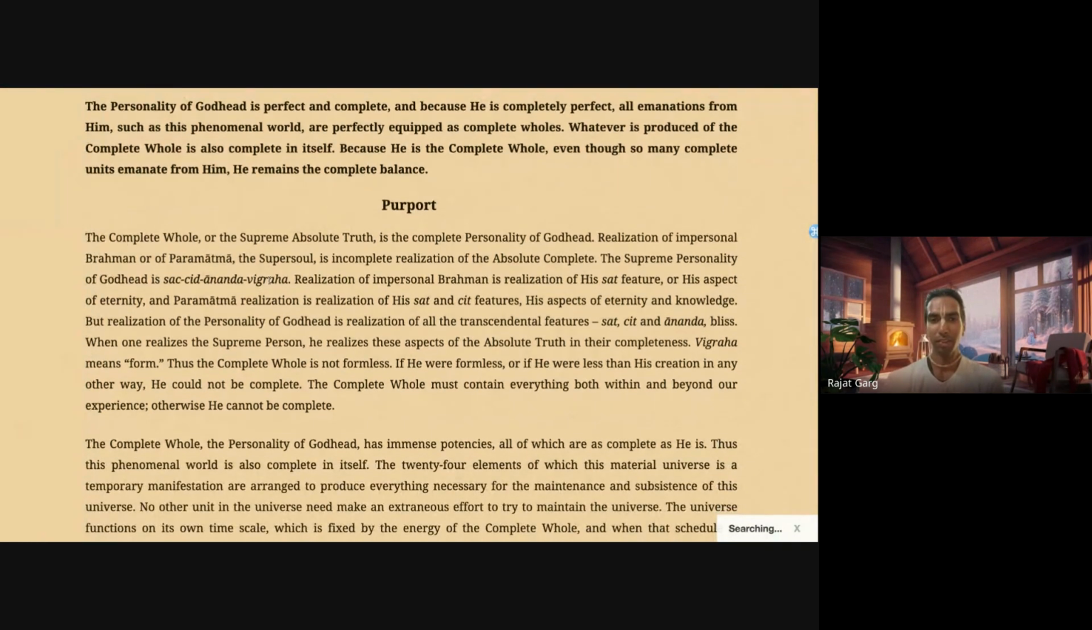Basically, Sat, Chit, and Anand, these three are progressive stages of self-realization. The first stage is the Brahman realization, which is the absolute truth, Sat. And the second is Chit. Chit means knowledge. When you understand that there is some absolute truth, then that knowledge awakens in your heart. That knowledge awakens because of the presence of Paramatma in the heart. Then you perceive the presence of the Paramatma in the heart. That is the second level of realization.